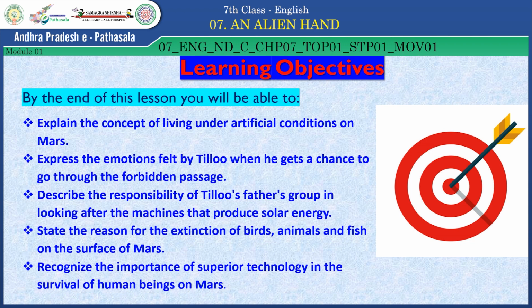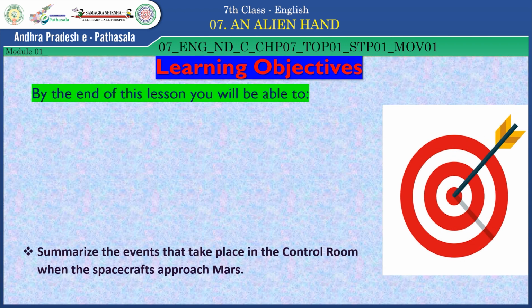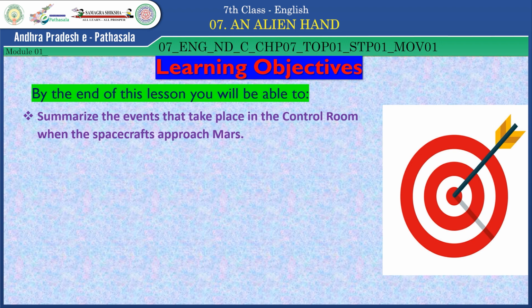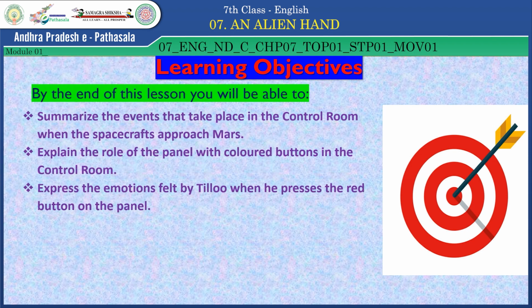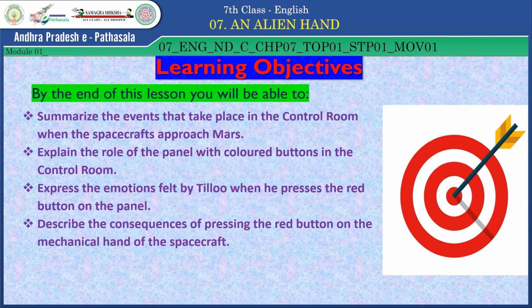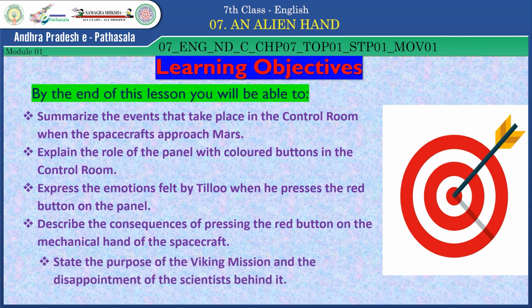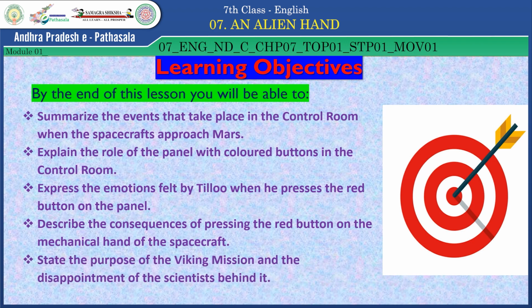survival of human beings on Mars, summarize the events that take place in the control room when the spacecraft approaches Mars, explain the role of the panel with the colored buttons in the control room. Express the emotions felt by Tilu when he presses the red button on the panel. Describe the consequences of pressing the red button on the mechanical hand of the spacecraft. State the purpose of the Viking mission and the disappointment of the scientist behind it.